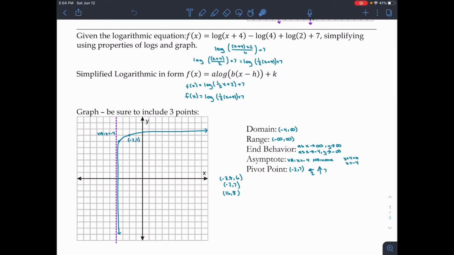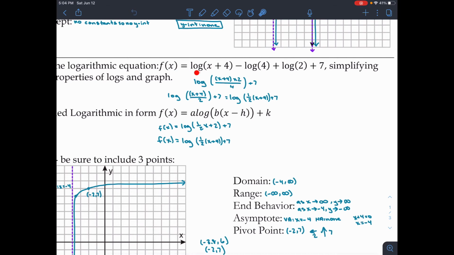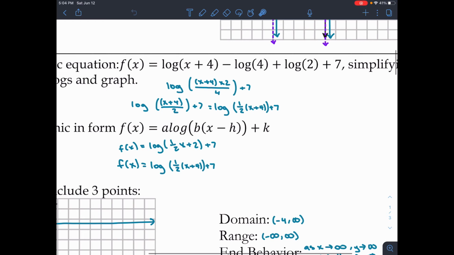So the next question: given this logarithm equation, simplify using the properties of logs, and then graph. As you can see, it's log of x plus 4, minus log 4, plus log 2, plus 7. So we would use the logarithm properties to simplify. First, this is log of x plus 4 and then minus log 4. Because it's a minus and the logs have the same base 10, we use the property that subtraction means division. So we have log of x plus 4 over 4, as we have here.